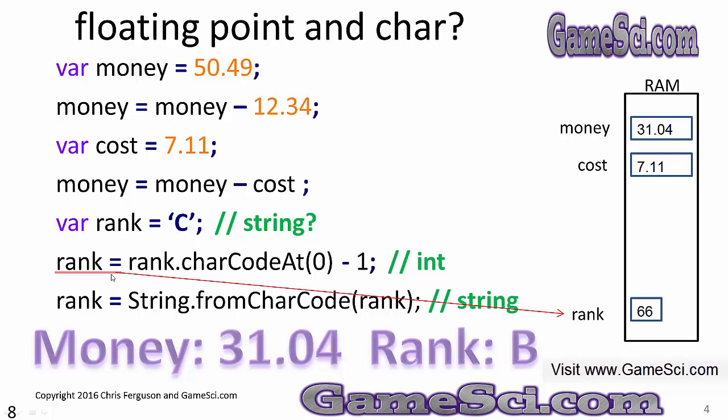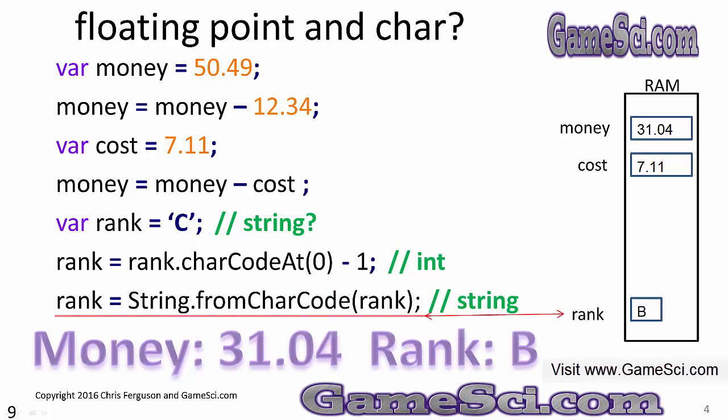I wanted to do some math on this character, so I had to temporarily convert it to a number. Right now it's at 66. Now what I'm going to do is change it back to a character. So I'm going to use this command, String.fromCharCode, and pass it rank. Rank contained 66. This converts it back to the character B, or the string containing just the character B, and stores the result back into the rank variable. Notice how I changed this back to a B.